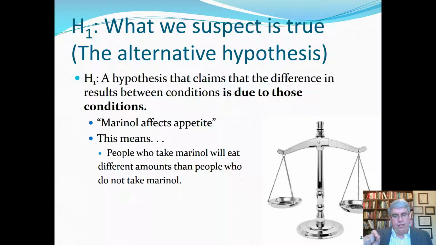So H1 is a hypothesis that claims that the difference in the results between 2 conditions is due to those conditions. So we're saying that Marinol affects appetite. That means people who take Marinol will eat different amounts than people who do not take Marinol. And it's because they're taking the Marinol that they're eating different amounts. So our hypothesis is saying that the change in appetite is due to the Marinol. It's not due to something else.